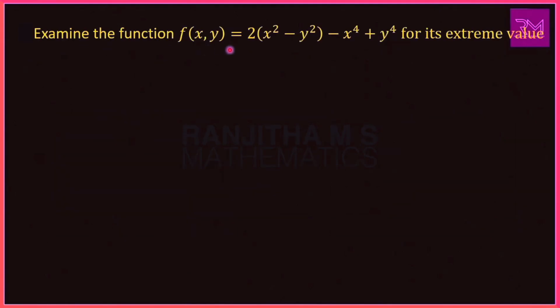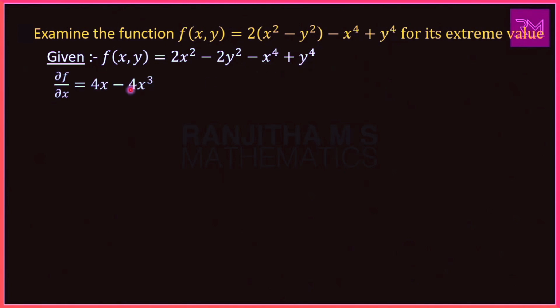Examine the function f(x, y) = 2(x² − y²) − x⁴ + y⁴ for its extreme value. Here, the first step is to consider the function f(x, y). If we multiply 2 inside the bracket, we can write it as 2x² − 2y² − x⁴ + y⁴.